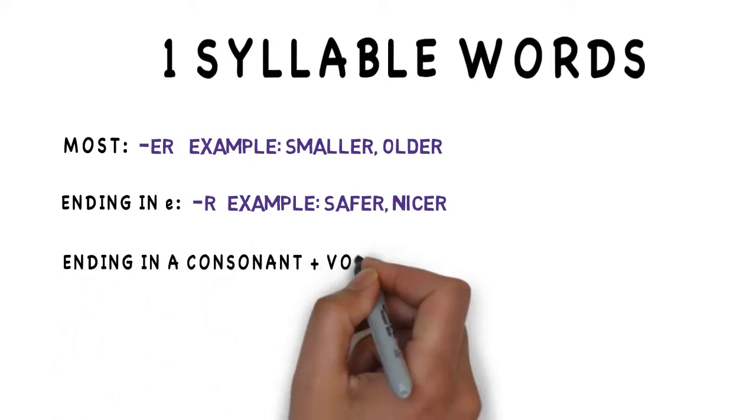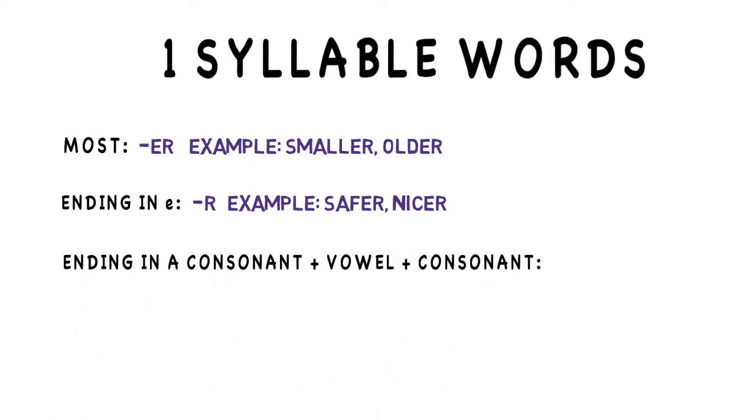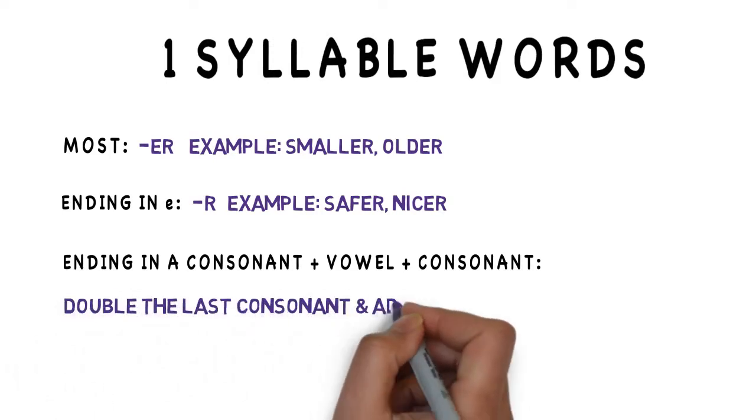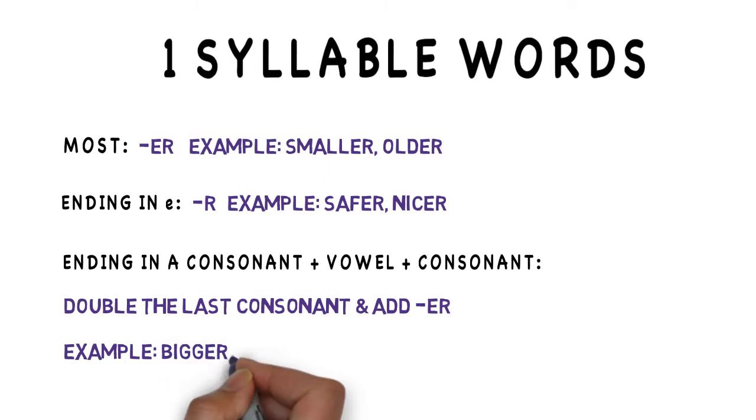And lastly, if the word ends in a consonant plus a vowel plus another consonant, like the word big, you just double the last consonant and add ER. So big becomes bigger with two G's and hot becomes hotter with two T's.